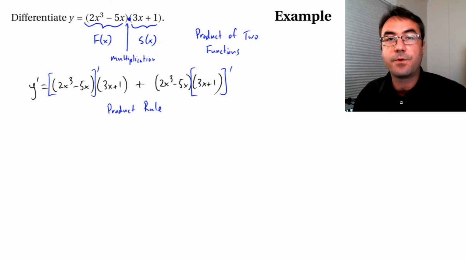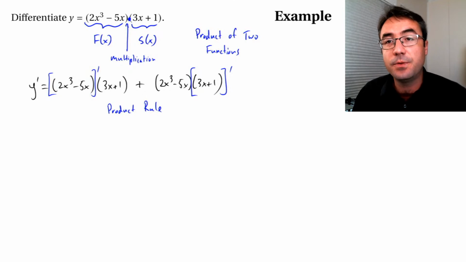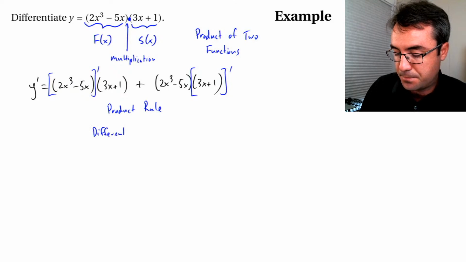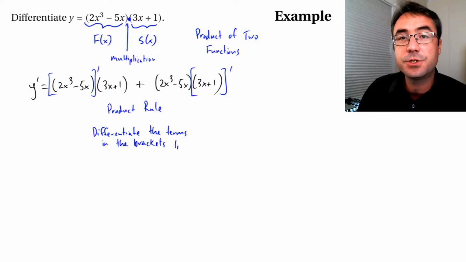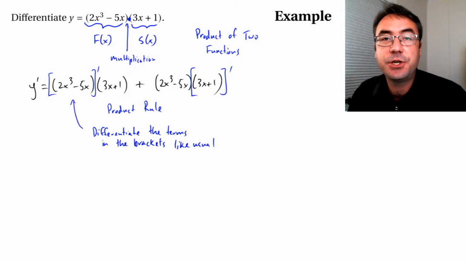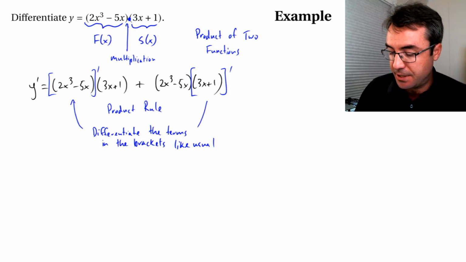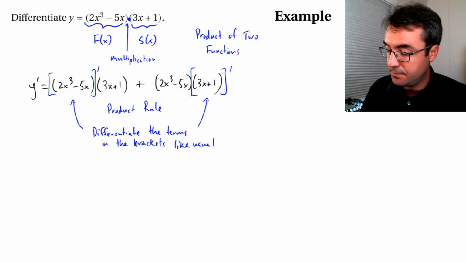And then the rest of it is just differentiating those terms in the brackets. And we can do that like usual now, just like we usually would. So we can differentiate that 2x cubed minus 5x, just like we normally would for a polynomial. Differentiate the 3x plus 1 just like we normally would. And then we're done. So let's see what we get.